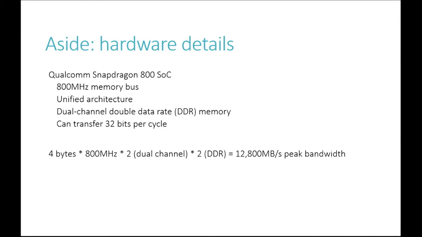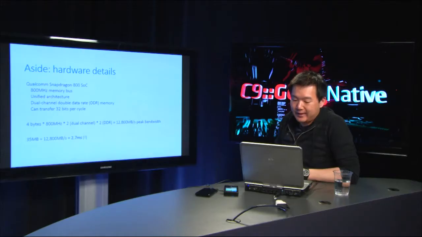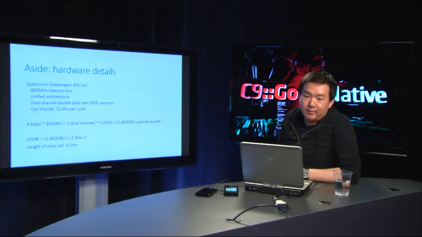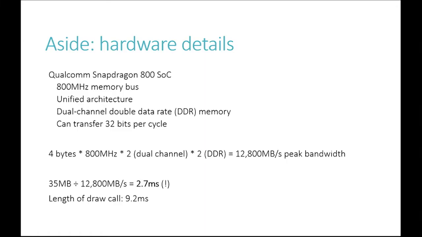Now, this draw call with anisotropic filtering enabled is transferring 35 megabytes of texture data across the bus. 35 megabytes divided by 12,800 megabytes a second is 2.7 milliseconds. So just transferring the texture data for this draw call across the bus took 2.7 milliseconds, assuming peak theoretical bandwidth, which we would probably never get in real life. And remember that the draw call itself only took about 9.2 milliseconds. So even if we assume maximum peak theoretical bandwidth, almost a third of the time of this draw call is spent just waiting on data to come across the memory bus.